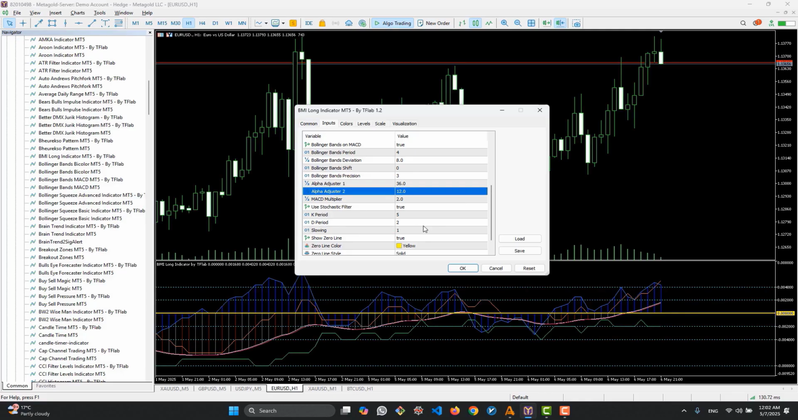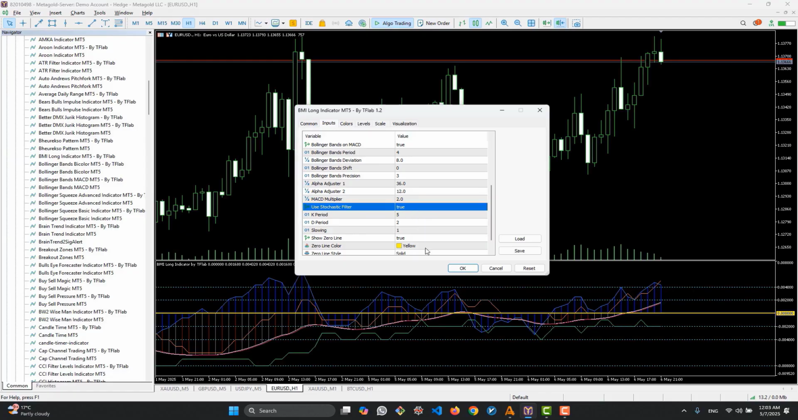There are also two parameters that are used as coefficients in the Bollinger Band calculations, which we can specify here as well. Depending on which symbol we are trading, these can vary. The next option is a coefficient that is multiplied by the MACD, so we actually have a MACD with a coefficient. Here we can specify the coefficient.